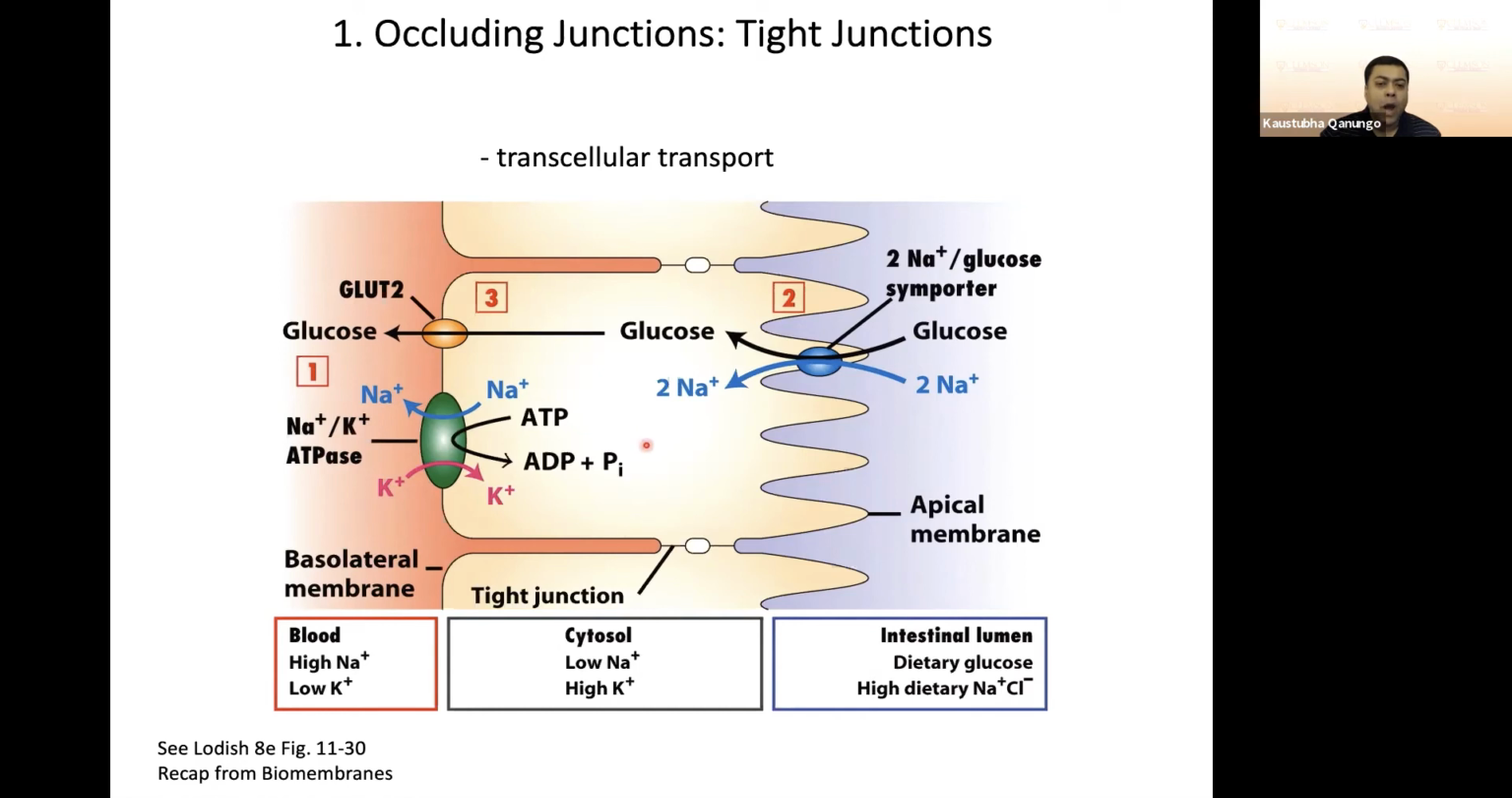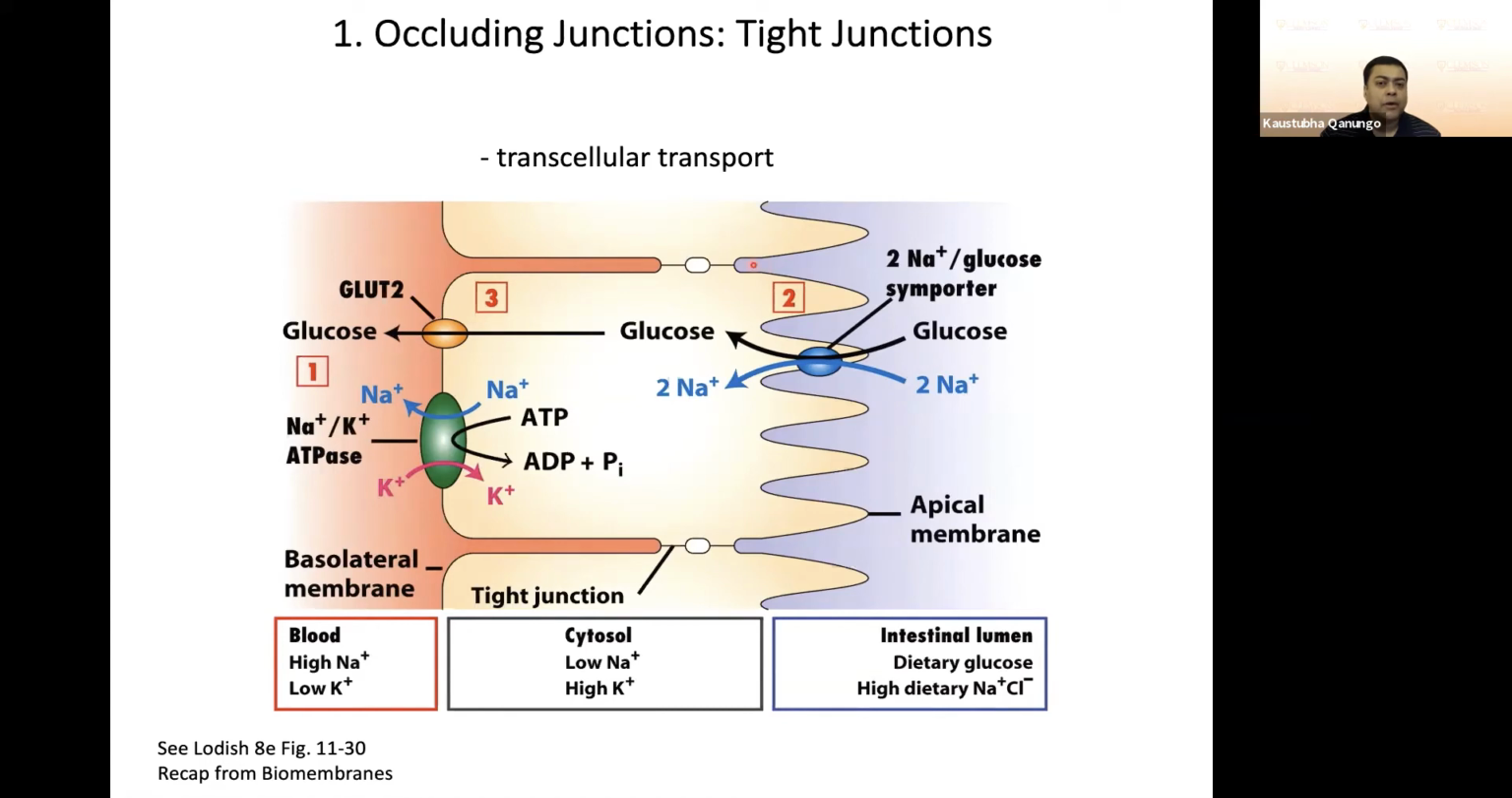But why is this tight junction important? What will happen is that, think about it, suppose you have a complete connection of this basolateral surface as well as the outside surface completely.